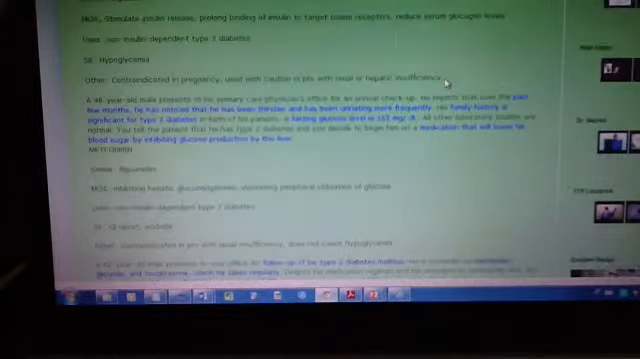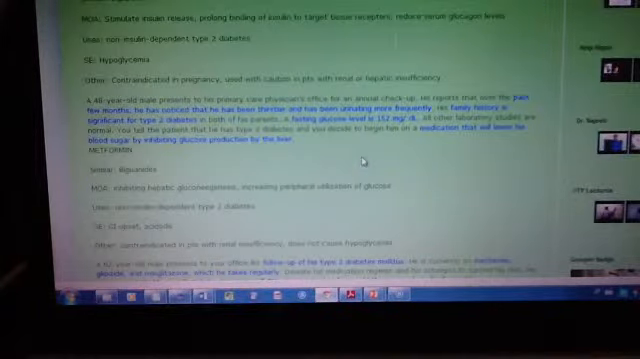So this is different from sulfonylureas. How? So here they mention the hemoglobin A1C level, and it talks about the beta cells of the pancreas that will be stimulated to produce more insulin. But here it's talking about lowering the blood sugar by inhibiting glucose production by the liver. So those are your key words here.